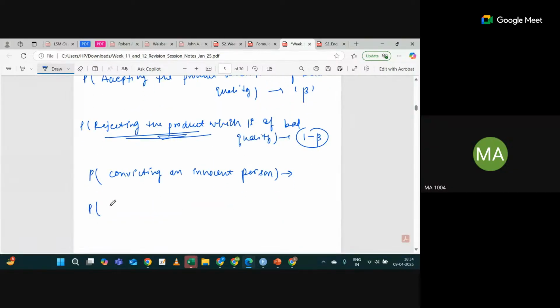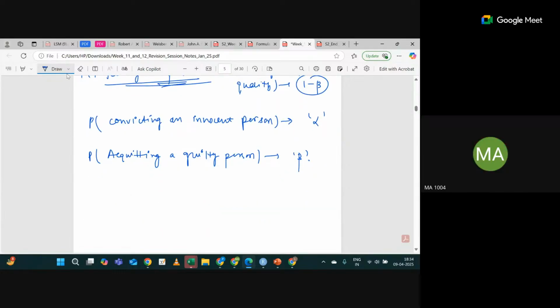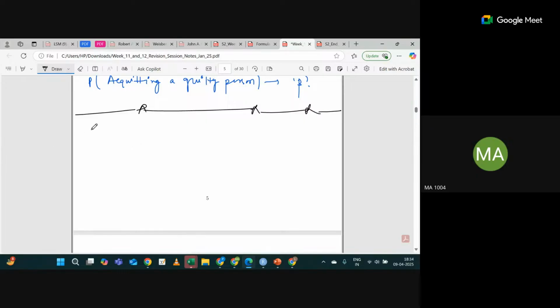So what is the probability of convicting an innocent person? Alpha. Not 1 minus alpha. Suppose I'm writing acquitting a guilty person, then Beta, and 1 minus beta is power. Acquitting means he is saved. Now the next concept is called the p value.